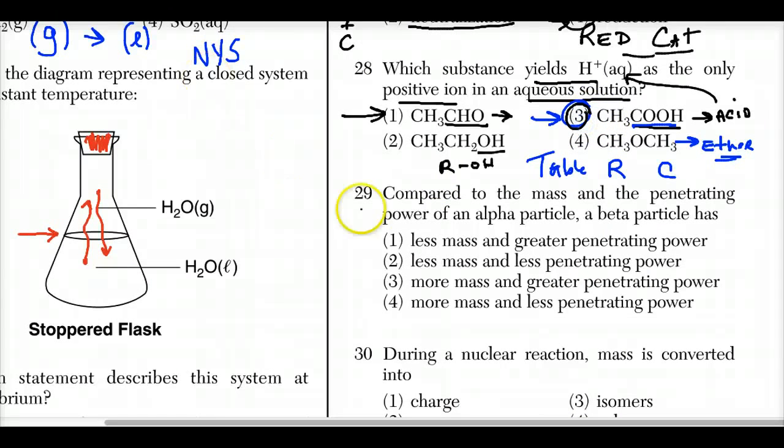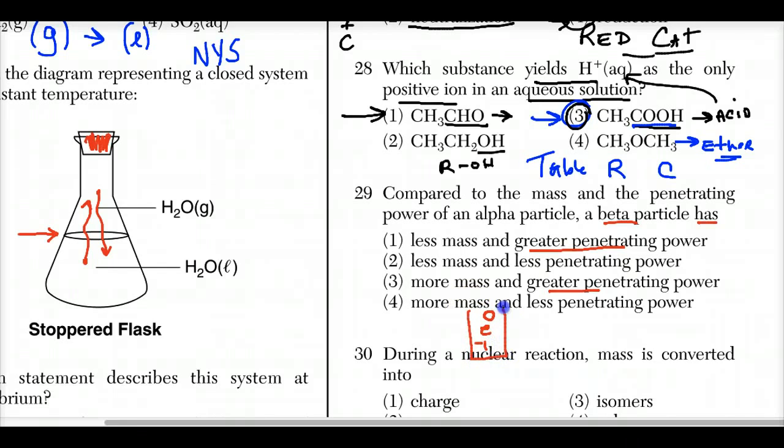All right, moving forward. Number 29, compared to the penetrating power of an alpha particle, the beta particle is going to have a greater penetrating power. And the reason is, a beta particle, which is from the nuclear chemistry part of your course, is a lighter particle. It's essentially an electron. They put a 0 for its mass, but it's 2,000 times lighter than a proton or a neutron, and has a charge of -1.